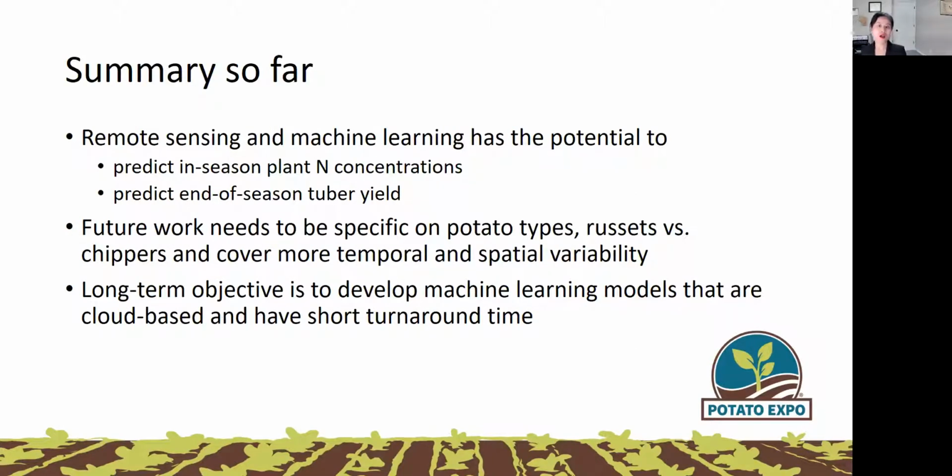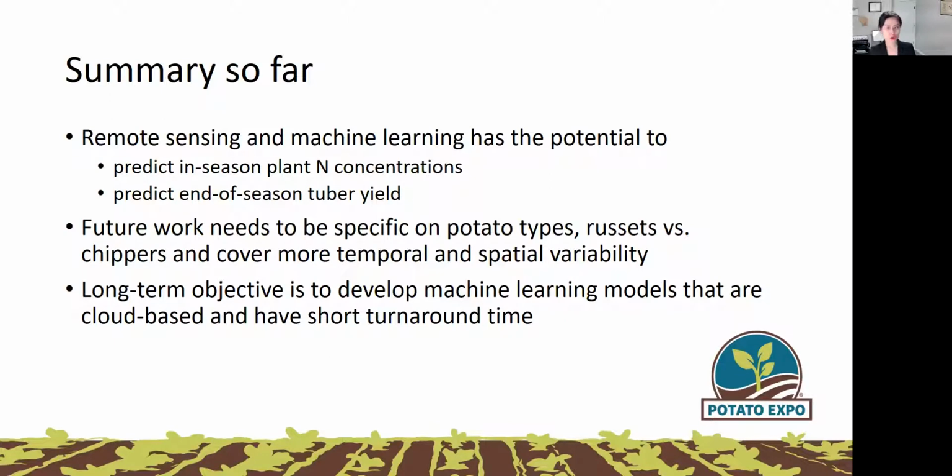So, a summary so far: we think that remote sensing and machine learning both have the potential to predict the in-season plant nitrogen status for potatoes and predict the end-of-season tuber yield. Future work needs to be specific on potato types, russets versus chippers, or other market sectors. We should cover more temporal and spatial variability when we collect the ground truthing data, and then we can build more accurate and efficient models for the prediction.